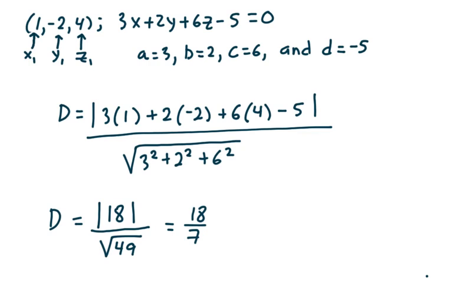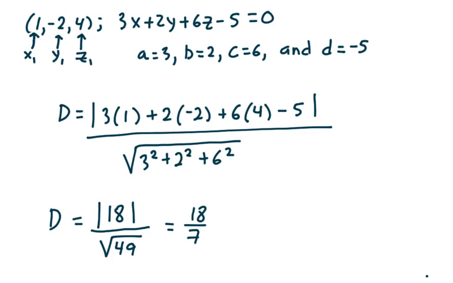So in this problem, x1 equals 1, y1 equals -2, z1 equals 4, a equals 3, b equals 2, c equals 6. I'm just reading off the coefficients of x, y, and z respectively. And then here, d equals -5.